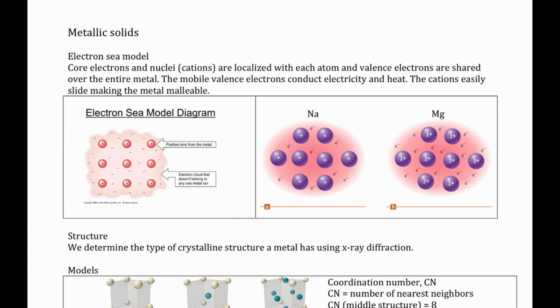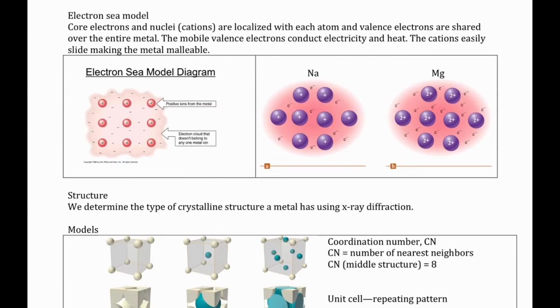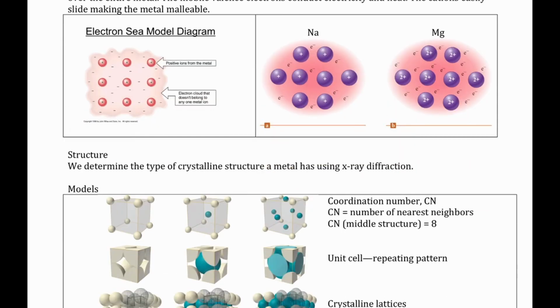Those valence electrons that are shared throughout are mobile, and that allows metals to be good conductors of heat and electricity. And the cations can easily slide around, making the metal malleable. So we can pound a metal to a shape. That means it's malleable. Okay, so that's a little bit on the conductivity of metal.